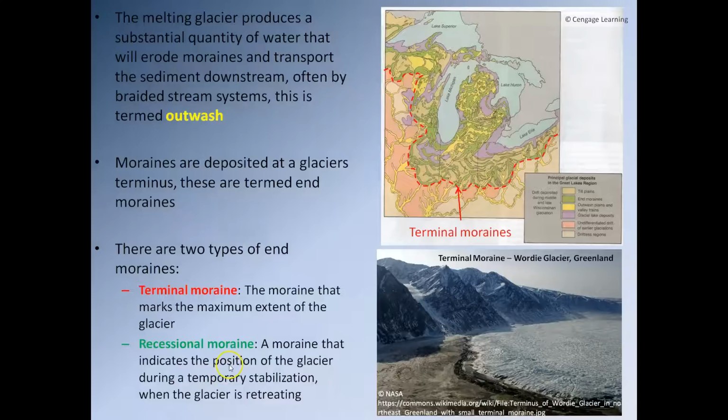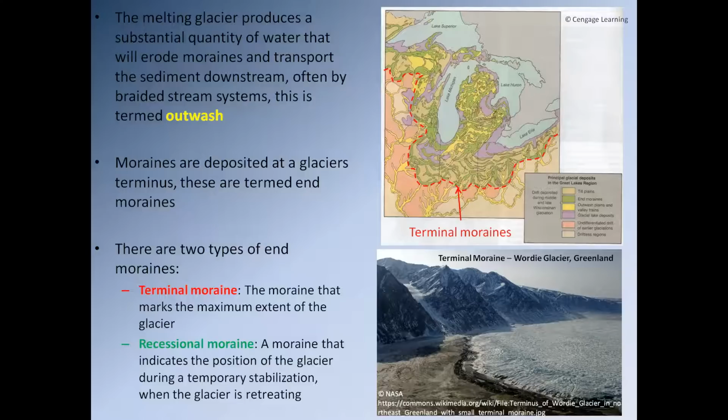Now, as a glacier retreats, once again, it's not a smooth process. It doesn't just start retreating and keep retreating. What's going to happen is your glacier is going to retreat for a few years, and then it's going to stop for a bit. And when it stops for a bit, it's going to form a new moraine. And then the glacier is going to start retreating again. So as your glacier retreats, it's going to retreat, stop, form a new moraine, retreat, stop, form a new moraine, retreat, stop, form a new moraine.